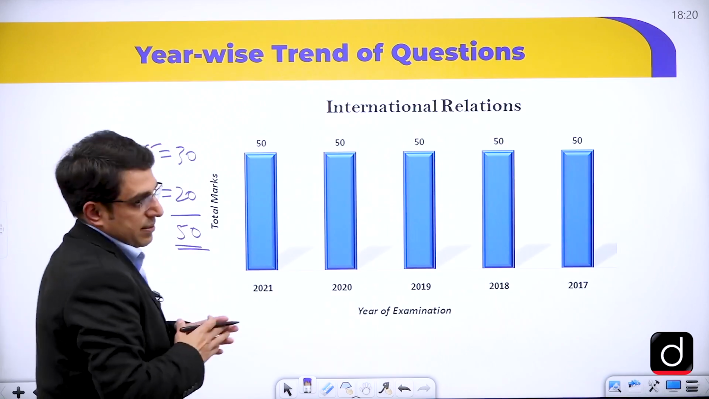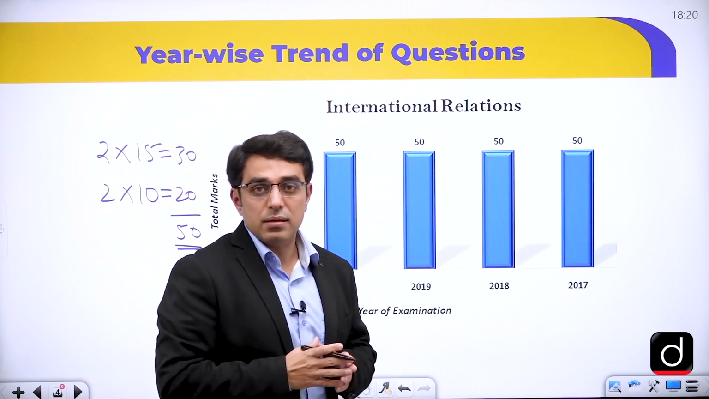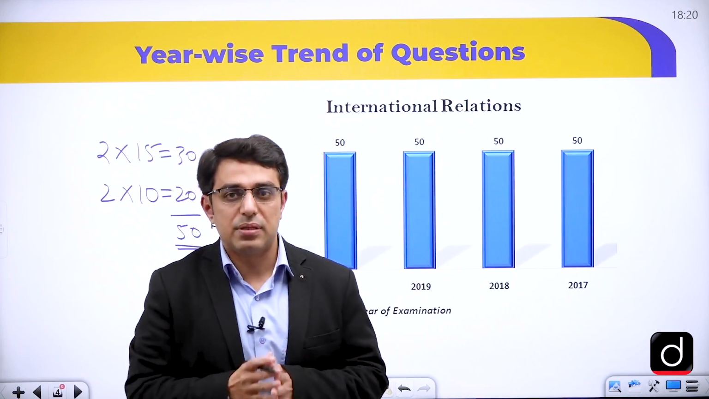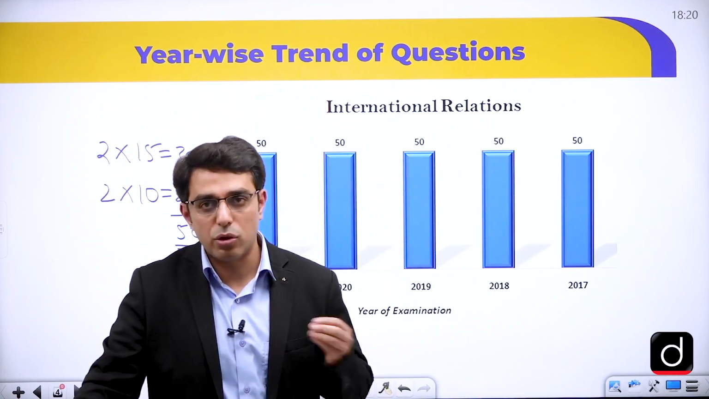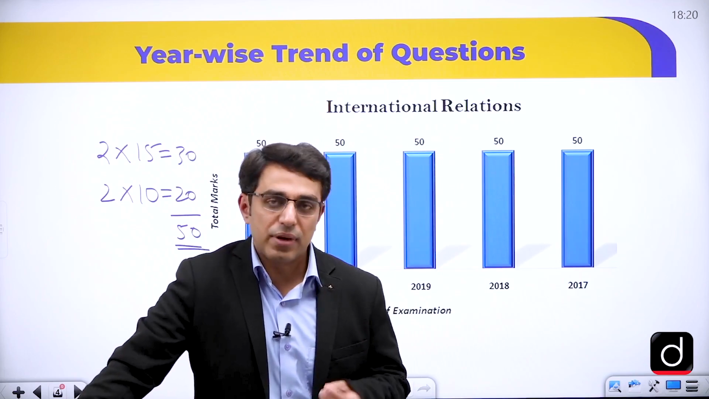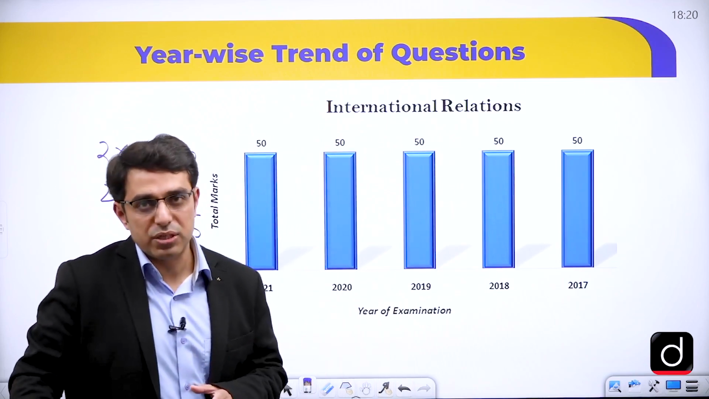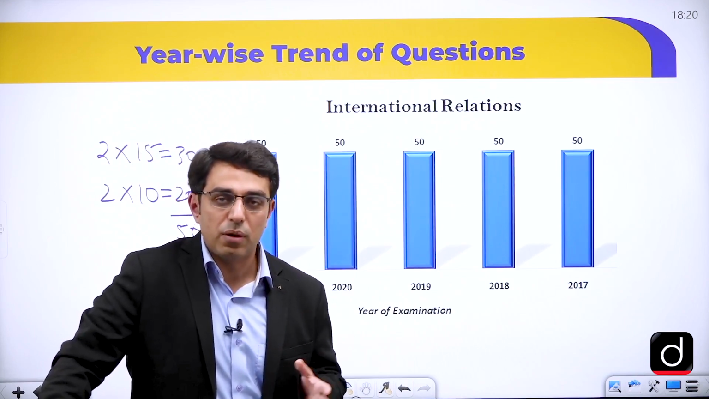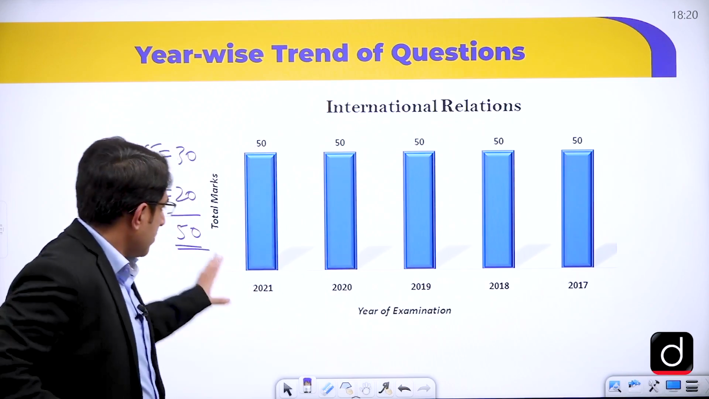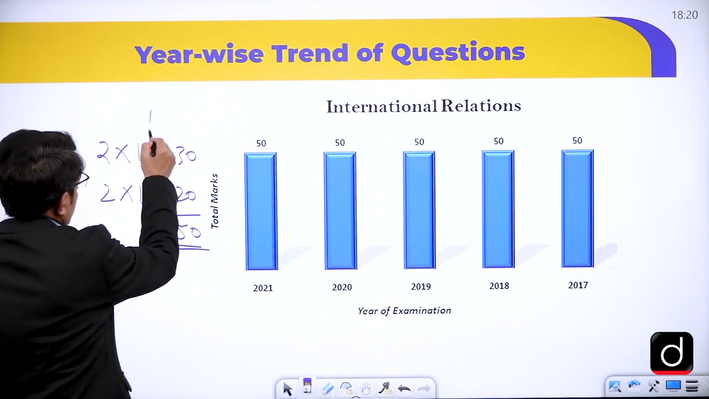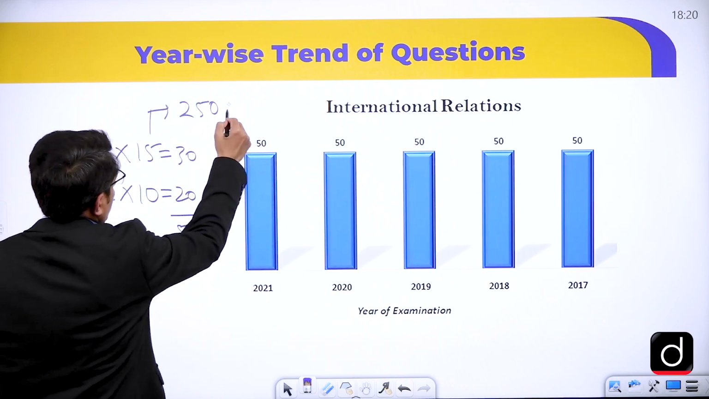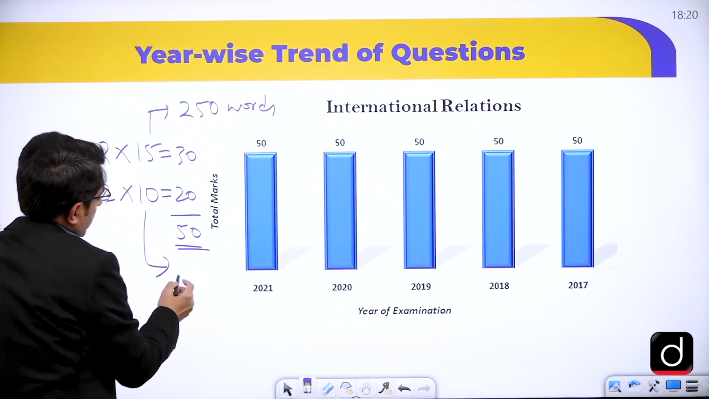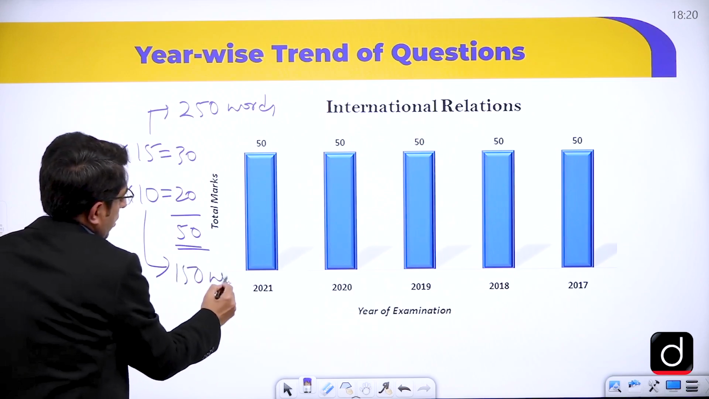But other than this, also in the internal security segment of GS paper 3, and sometimes the questions in world history, there is an international relations dimension. But now our focus would be the international relations area of questions from GS paper 2 only. So we can see two 15 marker questions which need to be answered in around 250 words, and two 10 marker questions which have to be answered in around 150 words.